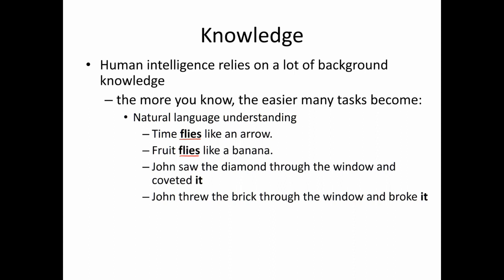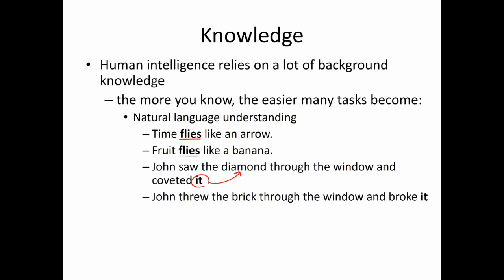Another example would be coreference resolution. So how do you know which word the pronoun it is referring to? In the first case, we have John saw the diamond through the window and coveted it. So it refers to diamond because window is not worth as much and you don't really covet a window.